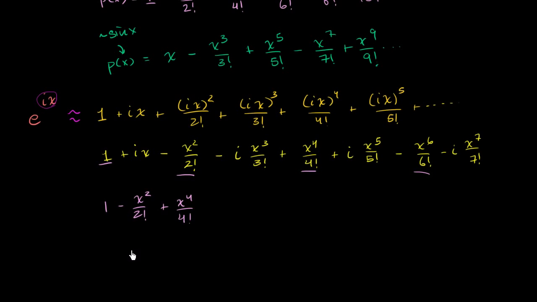And you might be getting excited now. Minus x to the 6th over 6 factorial. And that's all I've done here, but they would keep going. So plus, so on and so forth. So that's all of the real terms.